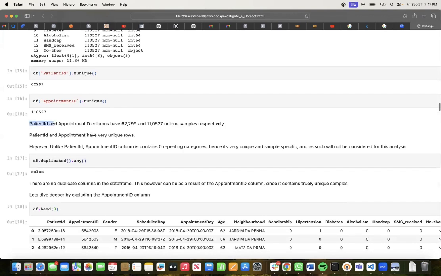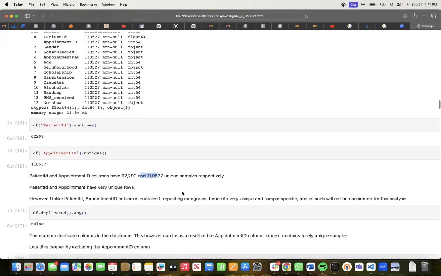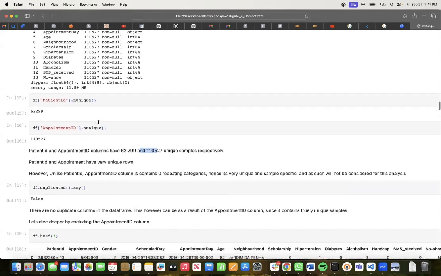So I said patient ID and appointment ID columns have 62,000 and 11,000. I meant 110,000 unique samples respectively. Patient ID and appointment ID have very unique rows. However, unlike patient ID, appointment ID columns contain 0 repeating categories. Hence, it's very unique and sample specific, and as such, will not be considered for analysis. So we didn't consider appointment ID for analysis.